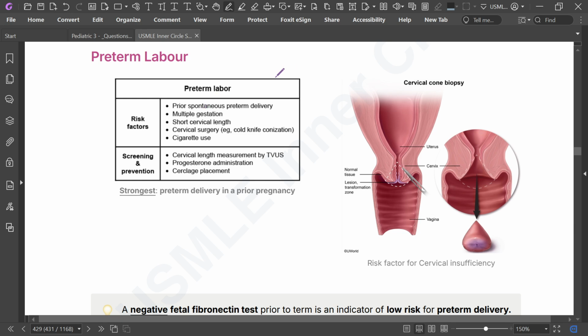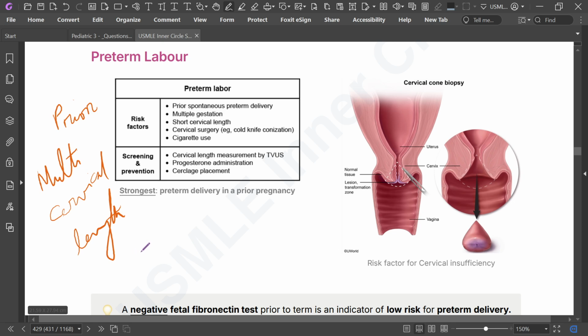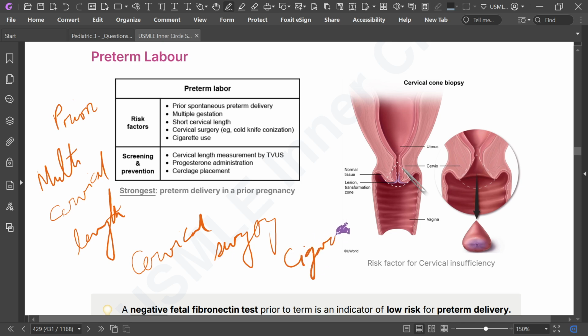Prior spontaneous preterm delivery, multiple gestation, short cervical length, cervical surgery, and cigarette smoking.